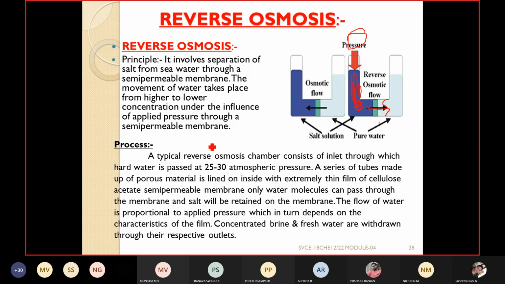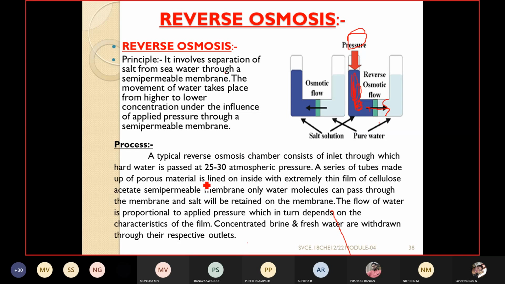So it is a typical reverse osmosis chamber, which contains an inlet through which hard water enters. Hard water is nothing but water that contains more dissolved salts. It is passed in at this pressure, 25 to 30 atmospheric pressure.